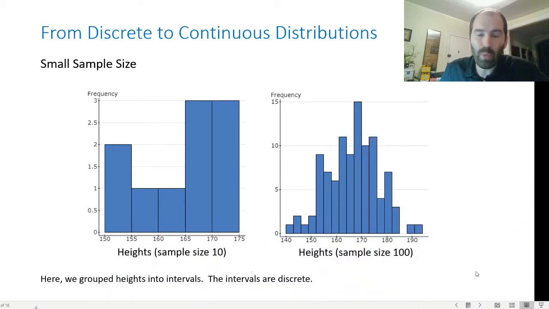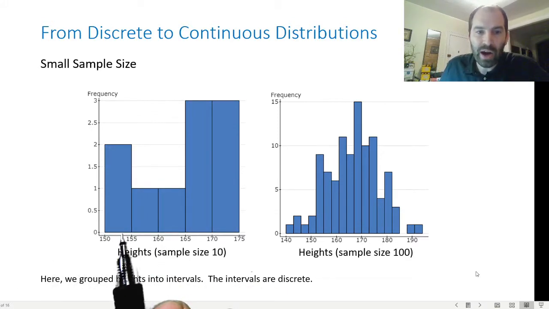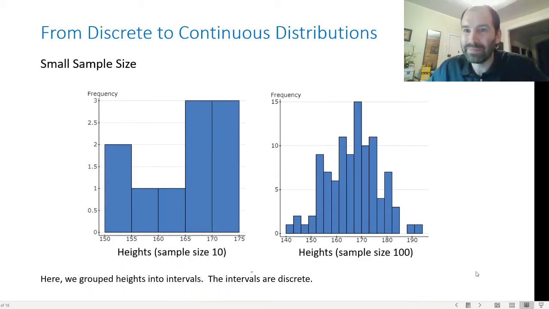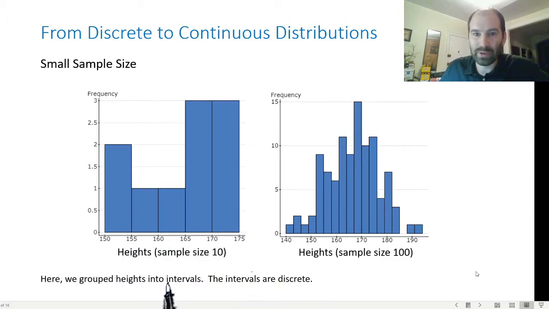And so what I've done is I've discretized the possible heights. I've grouped them into intervals. The intervals themselves are finite in number. There's only finitely many intervals, so they are by definition discrete. So this is what a discrete distribution of those intervals of heights would look like.